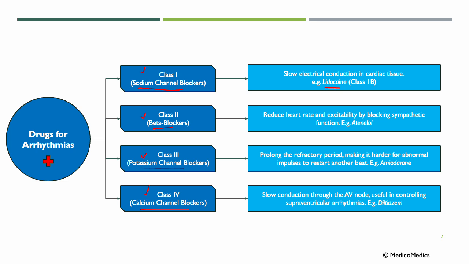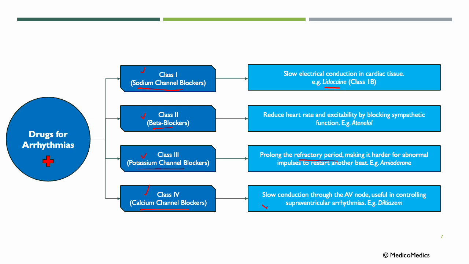Then we have class 2. These are beta blockers, such as atenolol, and they reduce heart rate and excitability by blocking sympathetic stimulation. They slow the rate of depolarization by flattening phase 4 in pacemaker cells. We then have class 3, like amiodarone, and they are potassium channel blockers, and they prolong the refractory period, making it harder for abnormal impulses to restart another beat.